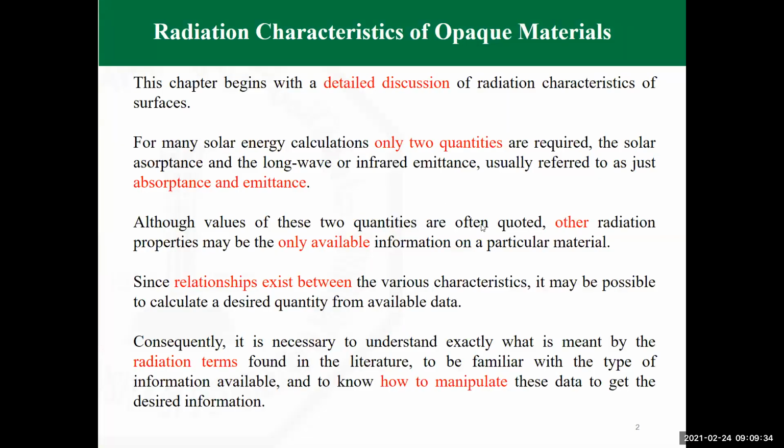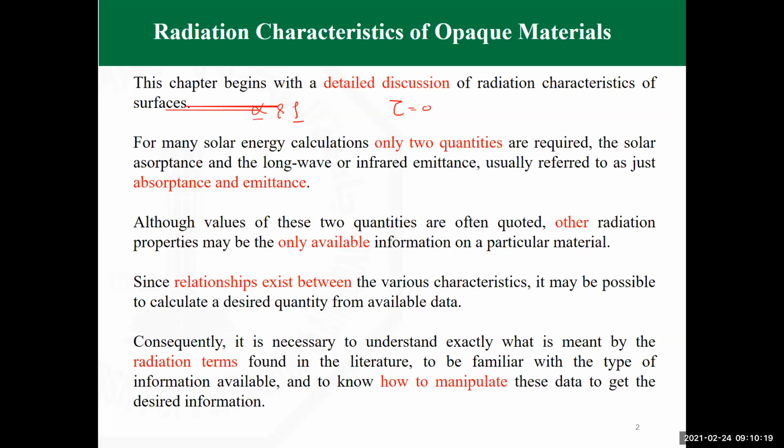Now, in this chapter, we are going to consider a detailed discussion of radiation characteristics of opaque surfaces. Again, opaque means that the value of the transmissivity is 0. So what we have basically is absorptivity. The surface is going to absorb energy and it's going to reflect energy. So absorptivity and reflectivity are the only properties that do exist. But no transmissivity, as opaque surfaces do not transmit radiation through.